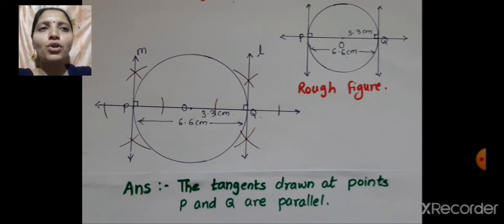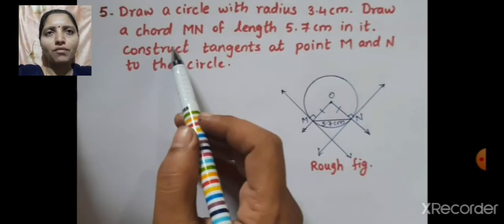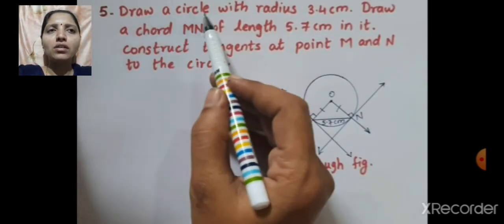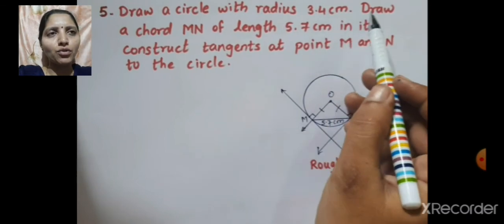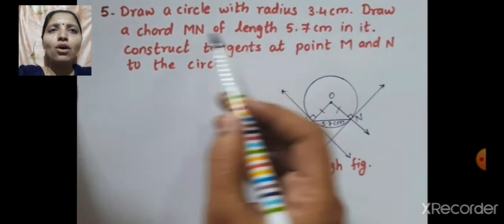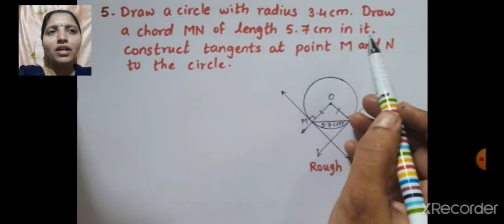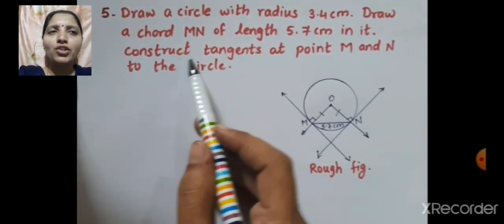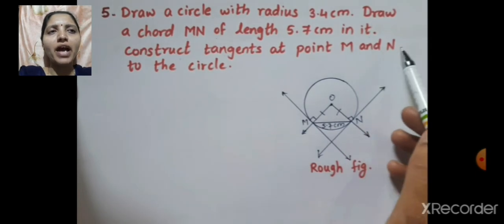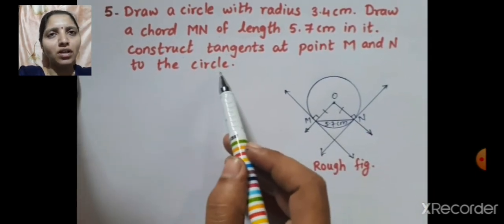So let's move on to the next question. The fifth sum. Draw a circle with radius 3.4 centimeter. Draw a chord MN of length 5.7 centimeter. In it, construct tangents at point M and N to the circle.